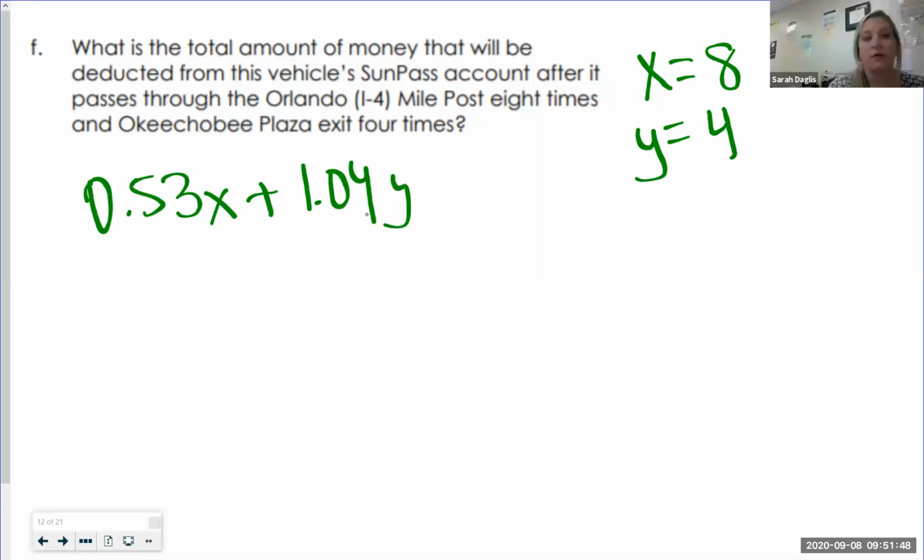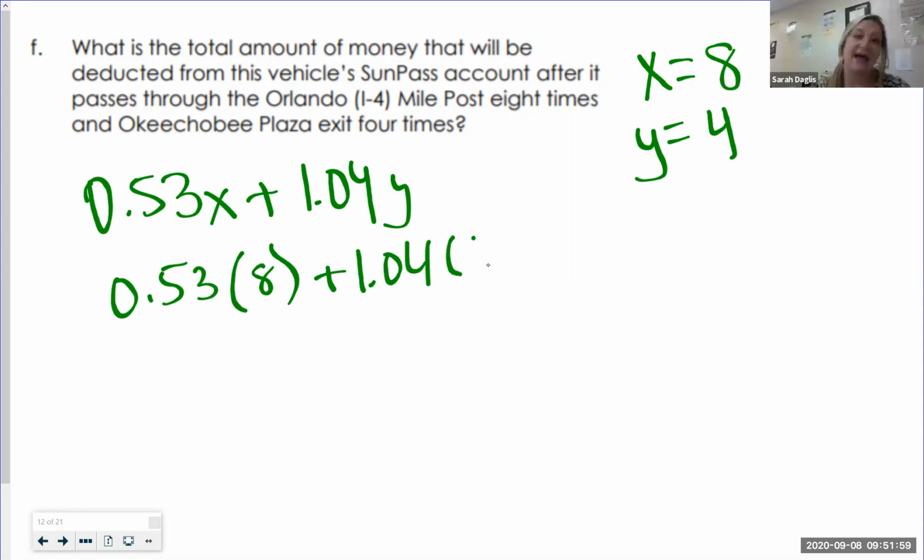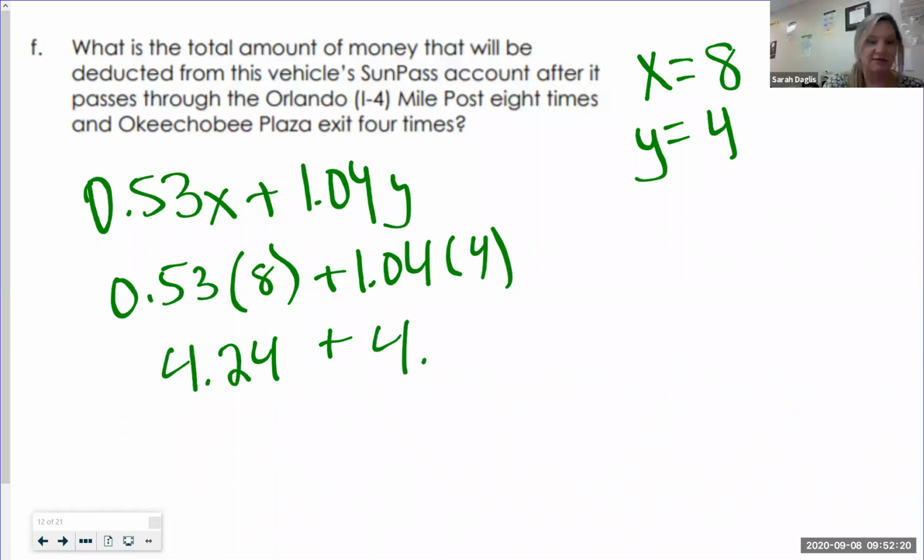And now we have values to plug in for my X and my Y. So I'm going to multiply 53 cents by 8, because we're driving through 8 times. And then we're going to multiply $1.04 4 times, because that's how many times we're driving through that one. I'm going to simplify each piece. So 0.53 times 8, that's my order of operations. I'm going to multiply first. So this gives me $4.24. And then $1.04 times 4 will give me $4.16.